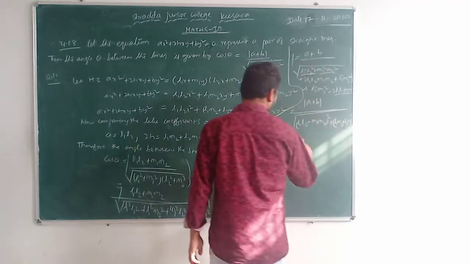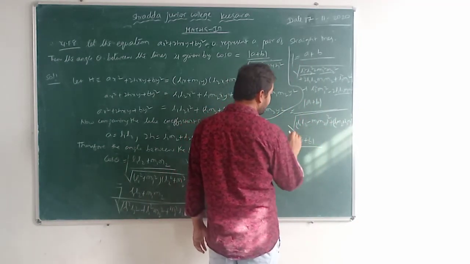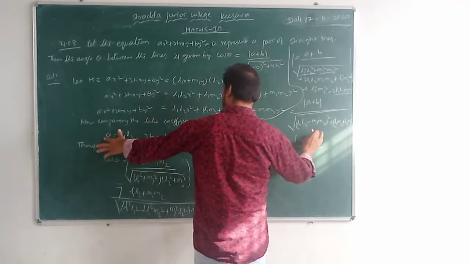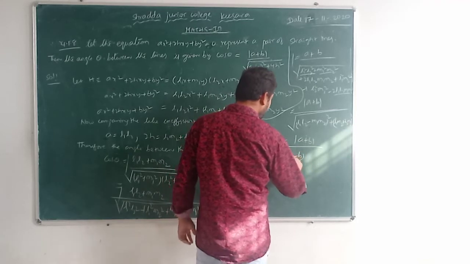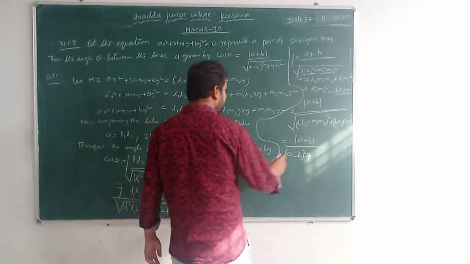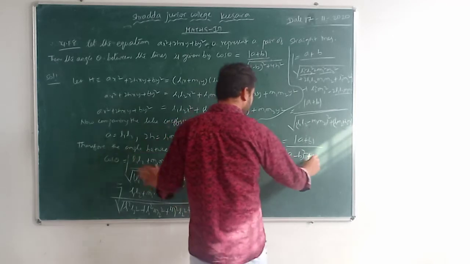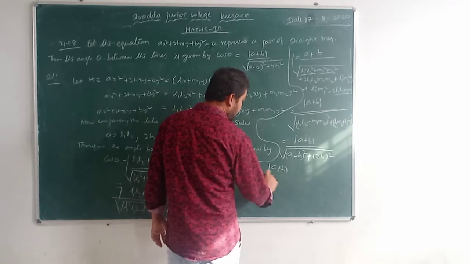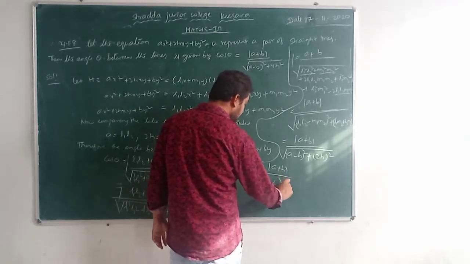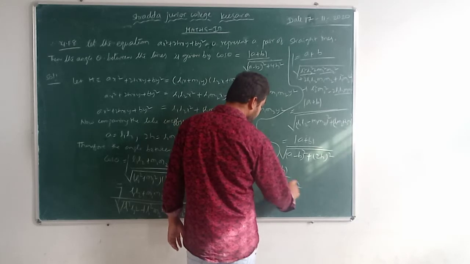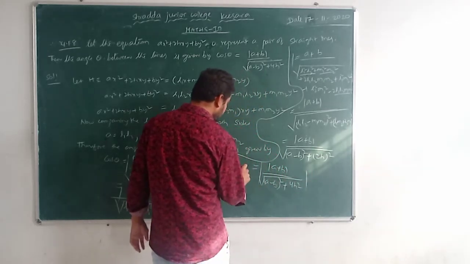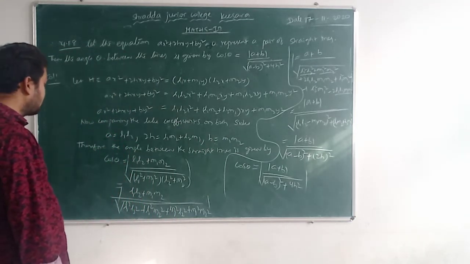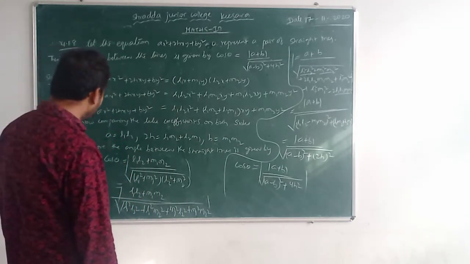This is equals to mod a plus b by root, L1 L2 means what? Already we know the value. This is equals to a minus, what is m1 m2, that is b, a minus b whole square plus L1 m2 plus L2 m1, that is equals to what? 2h whole square. This is equals to what? Mod a plus b by root a minus b whole square plus 2h whole square, that is nothing but 4h square. Now this is equals to what? Cos theta. Okay now? So already we know the formula, that is what is the angle.